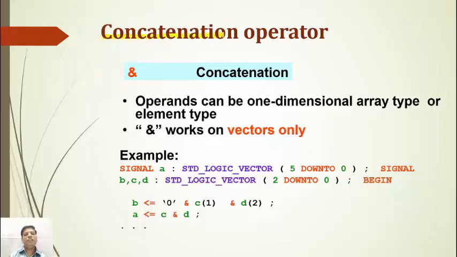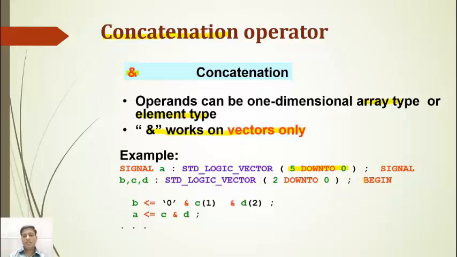What is the concatenation operator? Ampersand. It is concatenation. Operands can be one-dimensional array type or element type. Ampersand works on vectors only. Example: signal A : std_logic_vector(5 downto 0). It is one signal. Then signals B, C, D : std_logic_vector(2 downto 0).